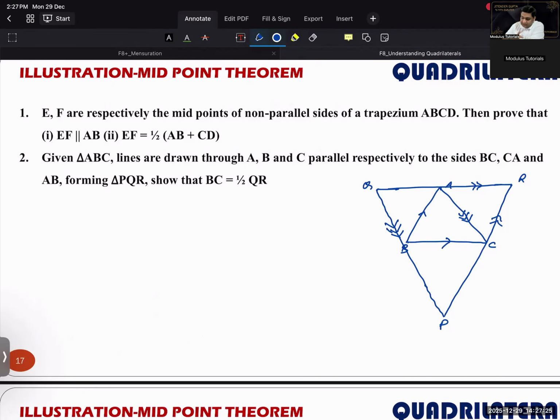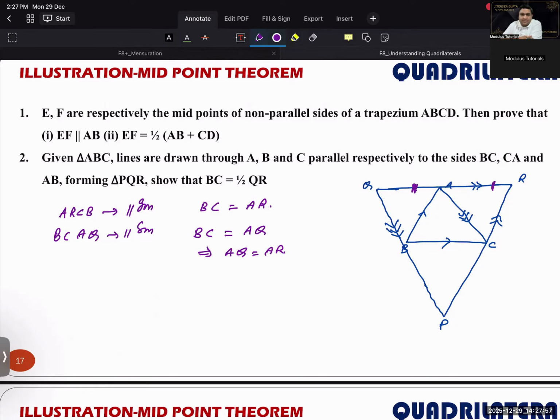Now, if you notice very carefully, ARCB is a parallelogram, right? It is self-explanatory. Now, that means BC is equal to AR. Similarly, BCAQ is also a parallelogram. That means BC is equal to AQ. Now, that means AQ is AR, which means A is the midpoint. Right, guys? A is the midpoint.